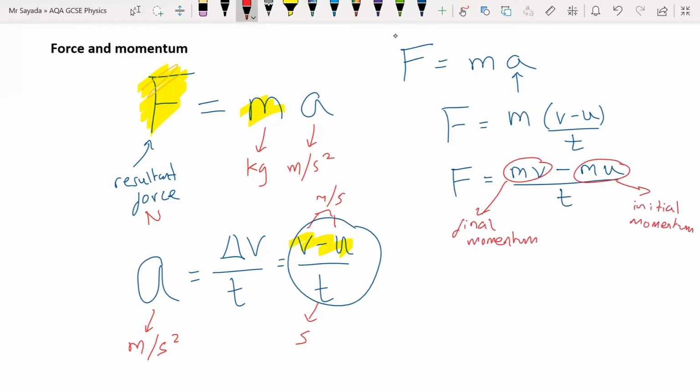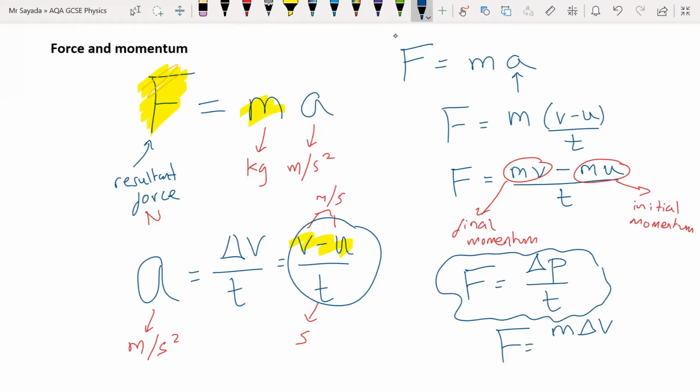So by putting the equation for acceleration into Newton's second law, F equals ma, we now get this equation which says F equals final momentum minus initial momentum over time. Now the final momentum minus the initial momentum is the change in momentum. So that's the change in momentum over time, and this is the equation which links resultant force to a change in momentum. Another way we could write it is force equals the mass of the object times the change in velocity over time. That's exactly the same equation, which links resultant force to a change in velocity.